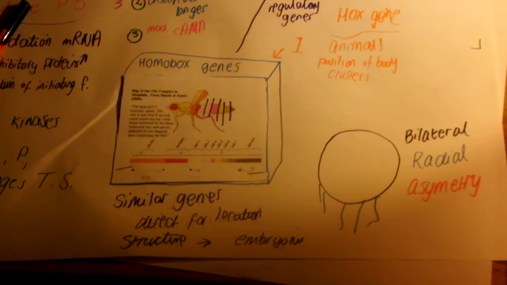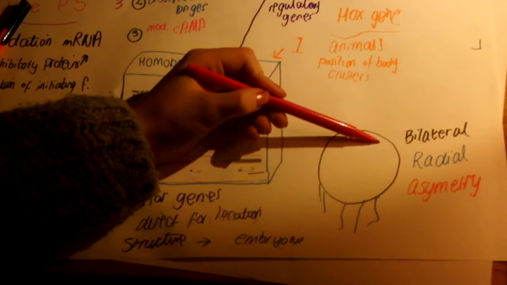Asymmetry, which you can see in red here, is in a sponge, so you have no lines of symmetry.